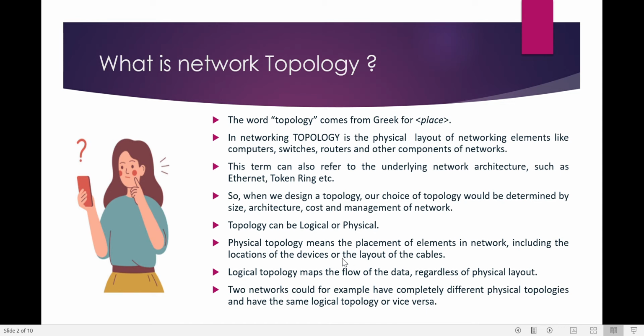Physical topology means the placement of network elements, including the locations of the devices or the cables, layout of the cables basically. So logical topology maps the flow of the data regardless of the physical layout. So two networks could, for example, have completely different physical topologies and have the same logical topology and vice versa.